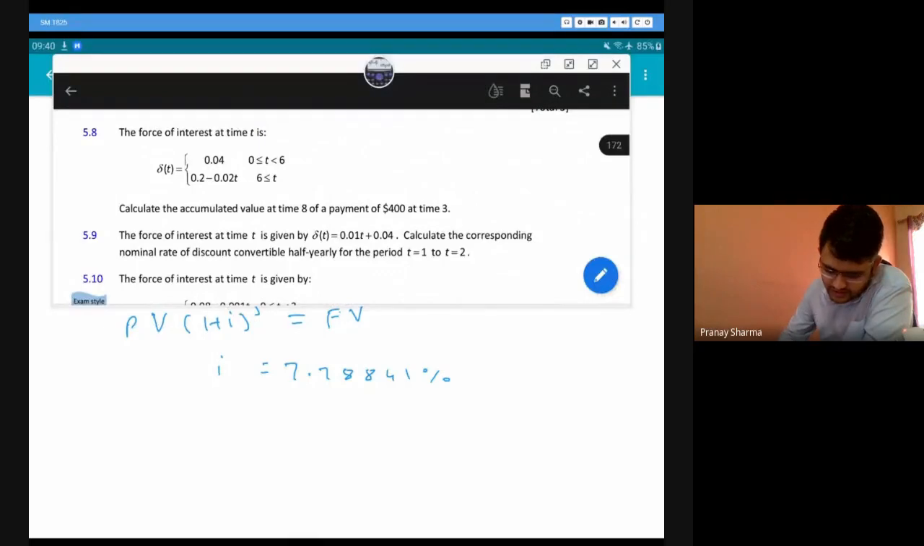And you'll see here they have given us force of interest. We have two different force of interest. From time 0 to time 6 we have something else, and from time 6 to whatever time we are going to, we have another force of interest. For this, what we do is we split our integration. We'll have two different integrations.